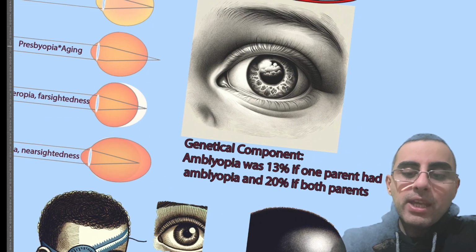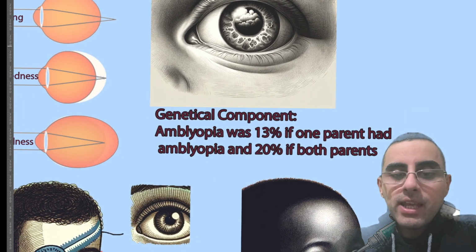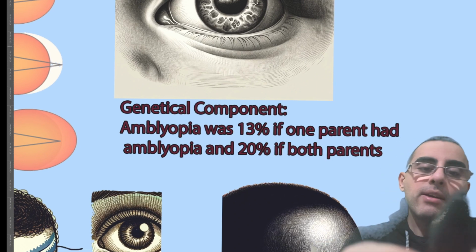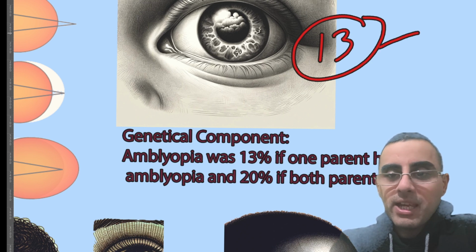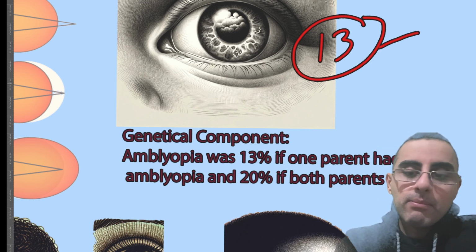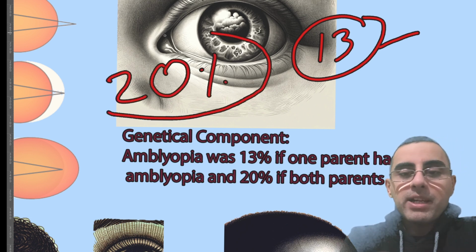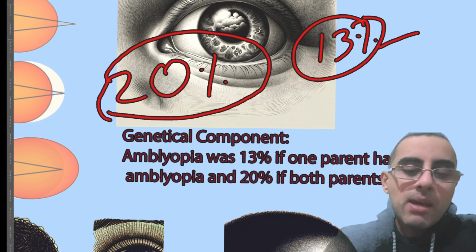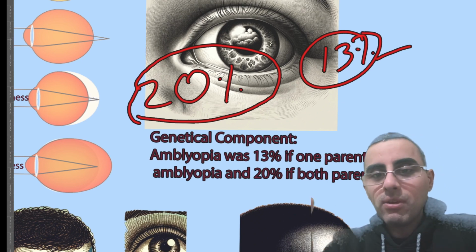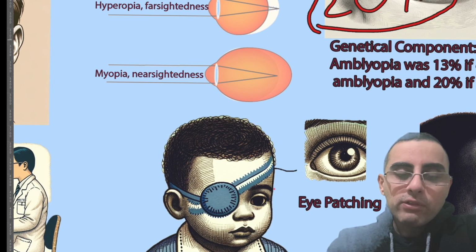And also we have a strong genetic basis. If one parent has amblyopia, the kid has around 13% risk of amblyopia. And if both parents have amblyopia, the risk increases up to 20%. So it has a strong genetic basis, but the exact mechanism is not known. We don't know exactly why it happens, but we know that a genetic component is involved.